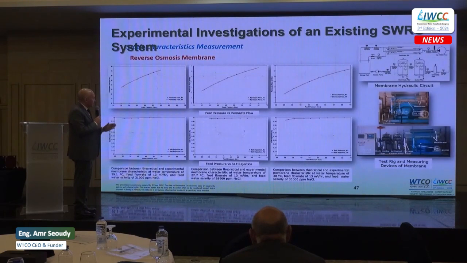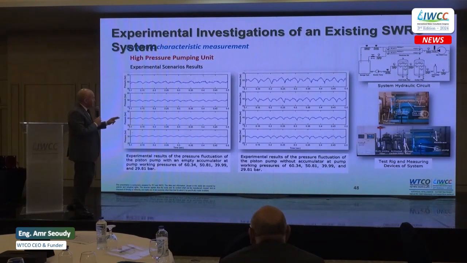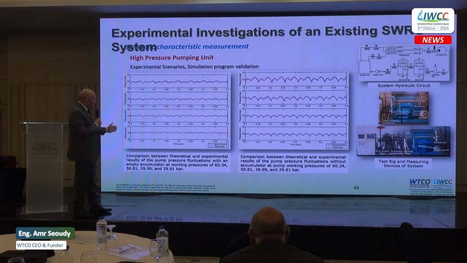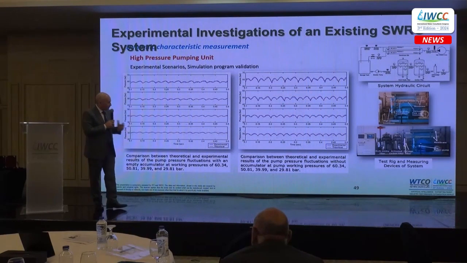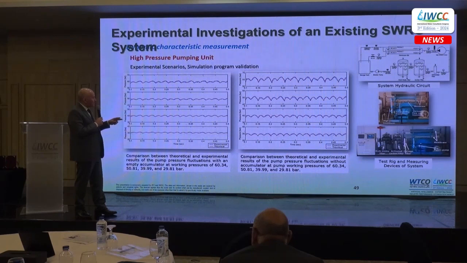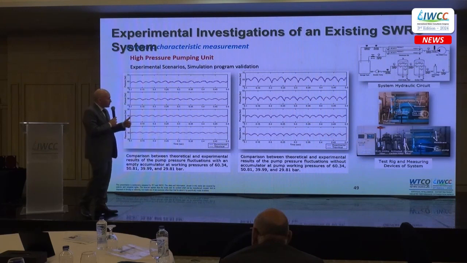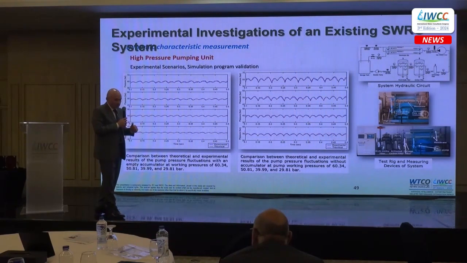Next. And these figures, these charts are for the membrane cell with different conditions. And here, this chart shows the pressure fluctuation for the high pressure pump in different operation conditions. And here we start to validate the two colors, the red and blue, a comparison between the theoretical and the experimental measurement investigation, and then we start to have a footprint, like a fingerprint for this unit. Next.